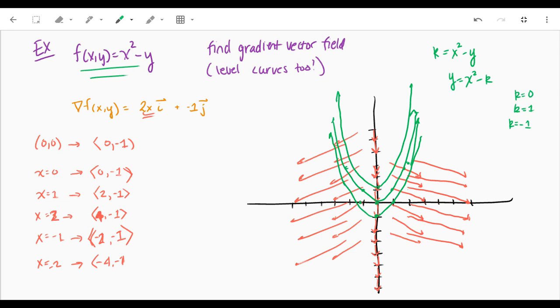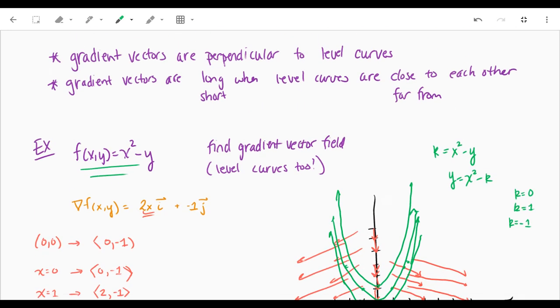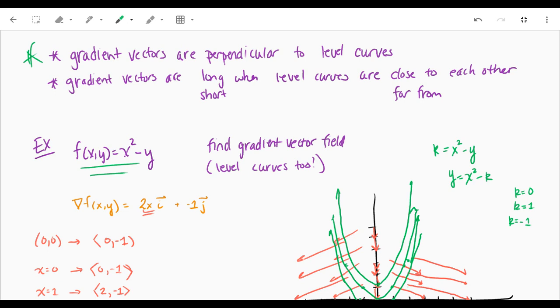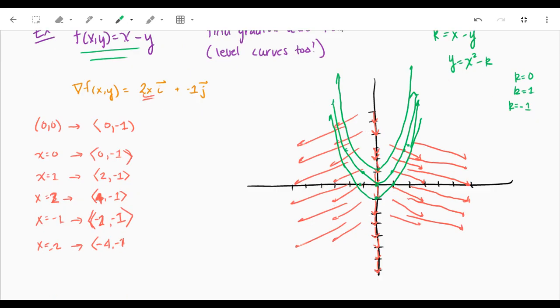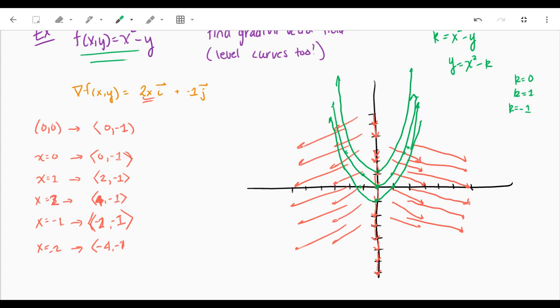And just like what we were saying, first of all, remember those two properties. Your gradient vectors are perpendicular to the level curves, which it appears that they are. We can also prove it pretty easily. y prime is 2x. And over here, your slopes would be the change in y over the change in x. That looks like an opposite reciprocal to me. So at any point you could find on these parabolas, the gradient is perpendicular to it.